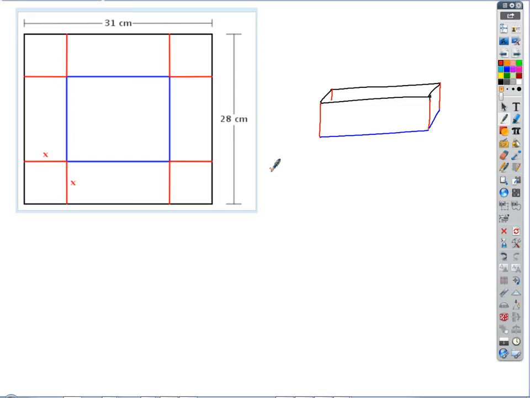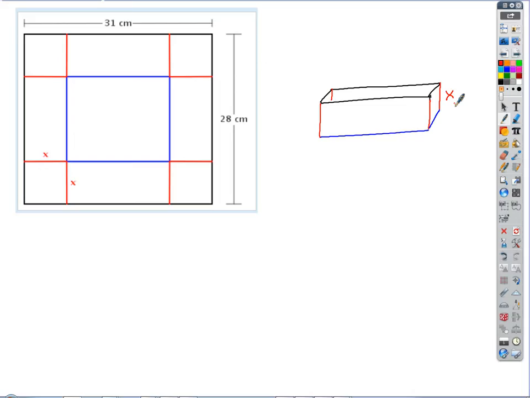So if we do that, what are the dimensions of this box going to be? We don't know what x is yet, but which dimension in our box would end up being x? The height, wouldn't it? By moving up a distance x, that's also going to be the length of our cuts, isn't it? So if that distance is x, doesn't that on our picture just become the height of the box when the flaps are folded up?